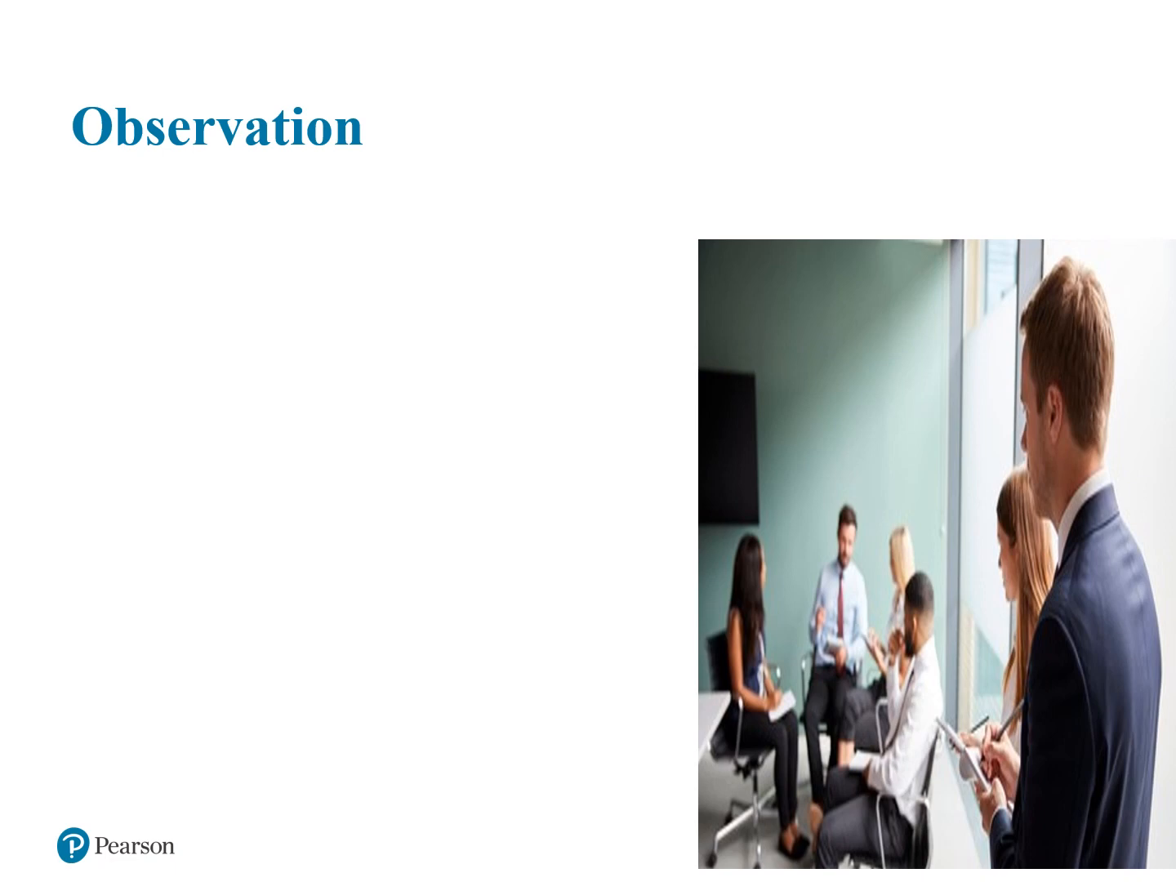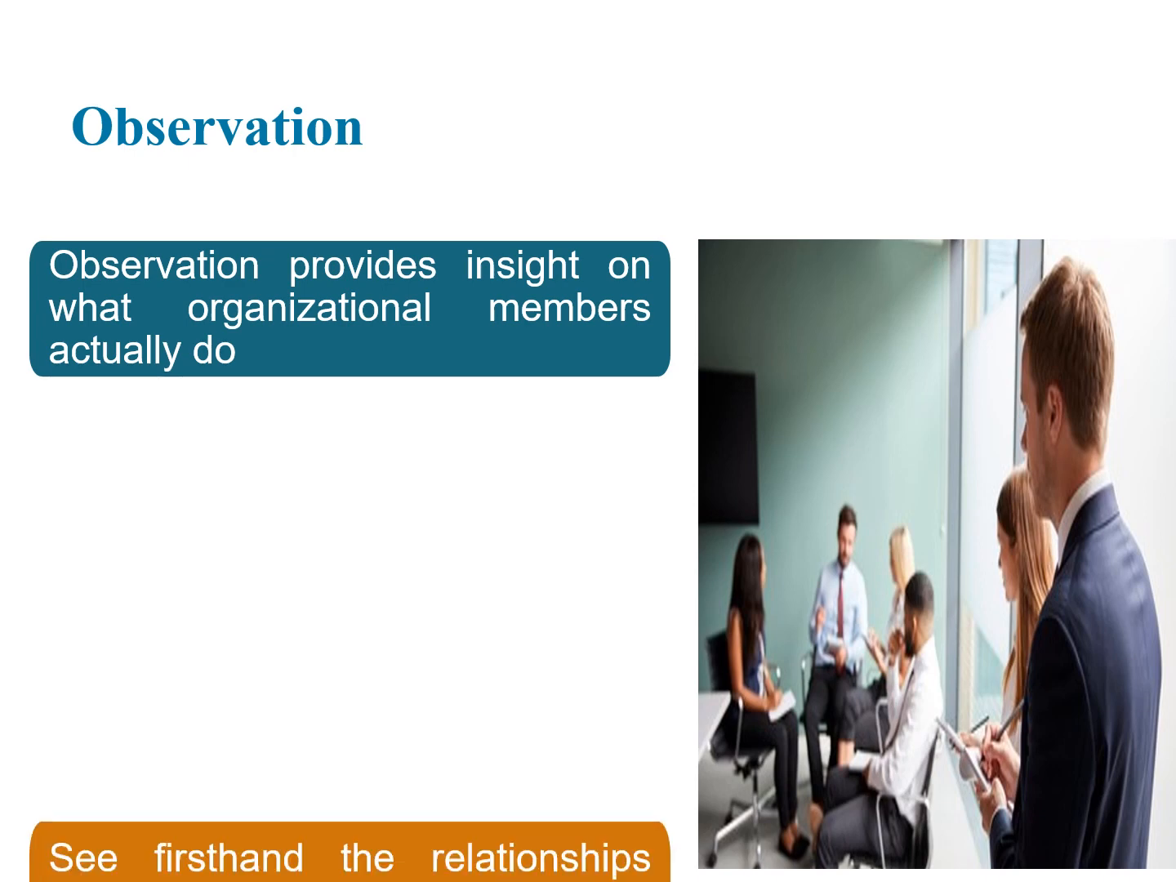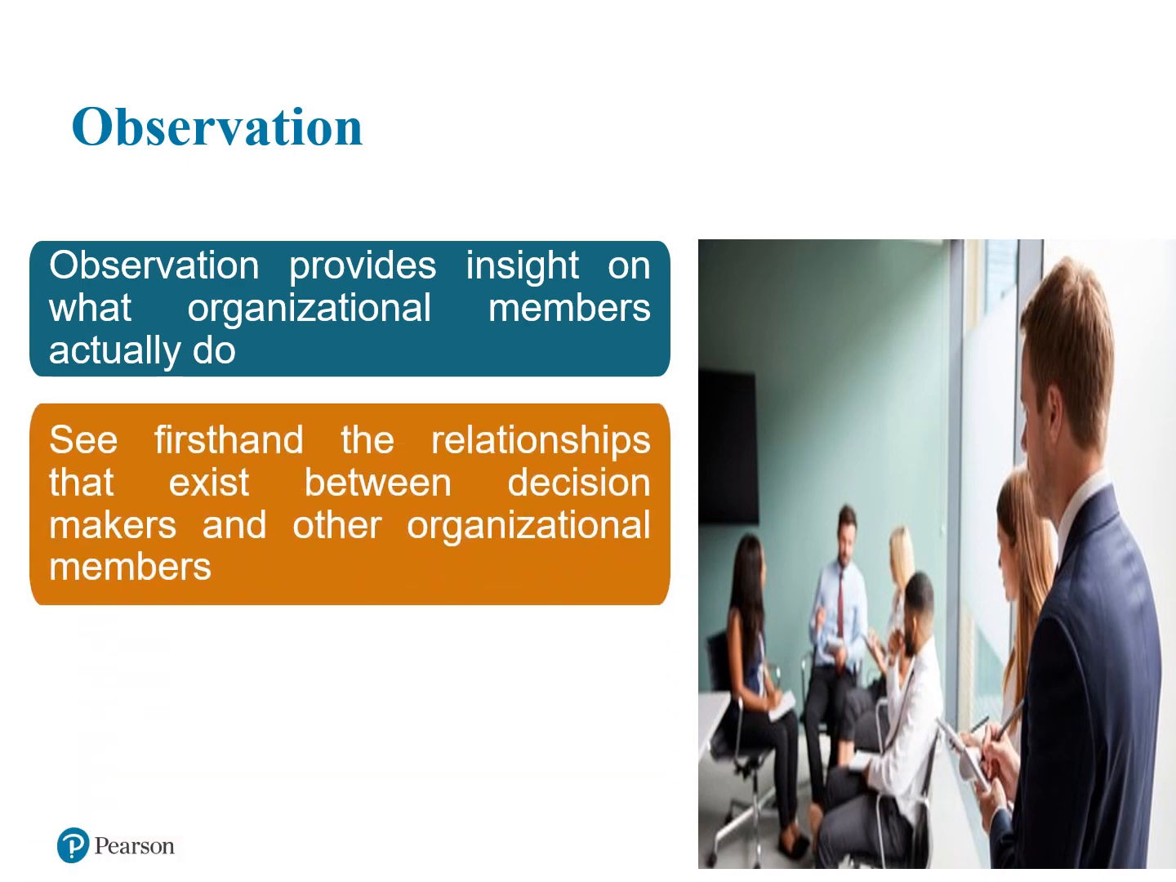Observation is another method to gather information from qualitative or soft data sources. Observation provides insight into what organizational members actually do, and it helps to see firsthand the relationship between the decision makers and the other organizational members. It allows the analyst to see how managers gather, process, share, and use information and technology to get the work done.